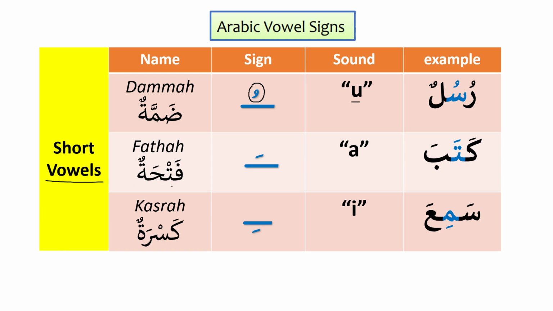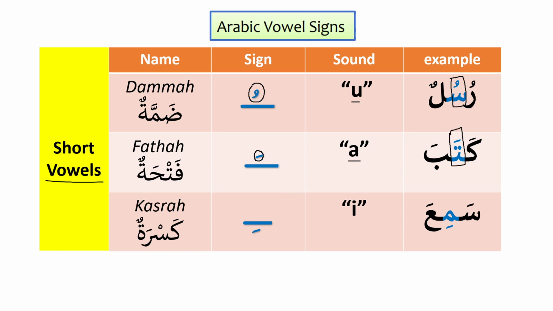Then the second one is Fatha, a small stroke which is above the letter. Fathatun, and it's the A sound, as we can see over here, Kataba. So we are focusing only on one. We can have more than one, but we will focus on one at a time. So we can see over here, Kataba has the A sound.